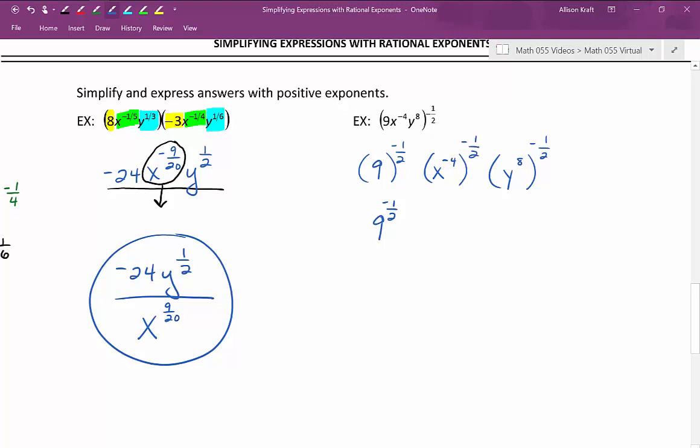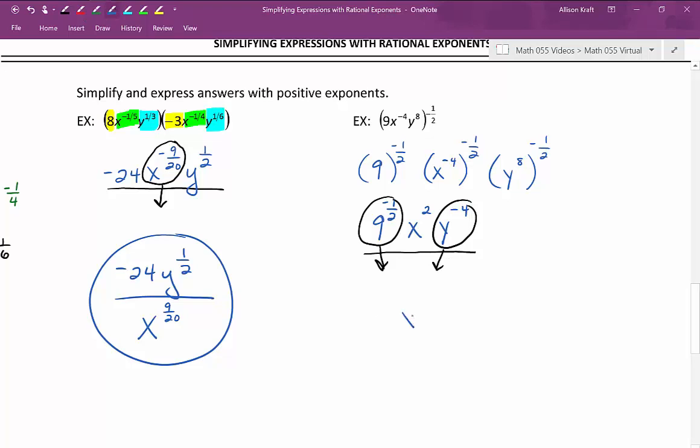Negative 4 times negative 1/2 gives us positive 2. 8 times negative 1/2 gives us negative 4. The next thing we want to do is eliminate any negative exponents by taking it to the other side of the fraction. So I'm going to make a fraction. This is going to be moved down, and this one's going to be moved down.